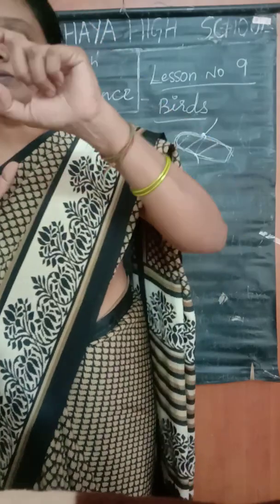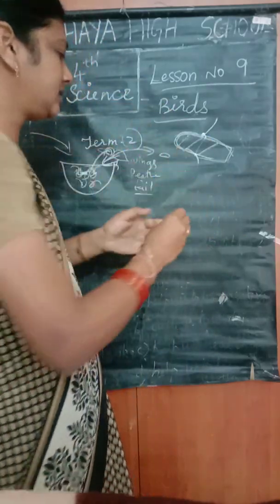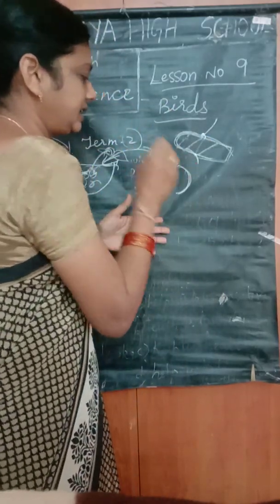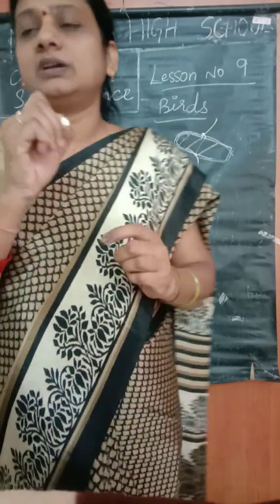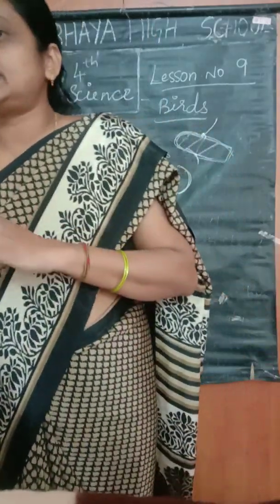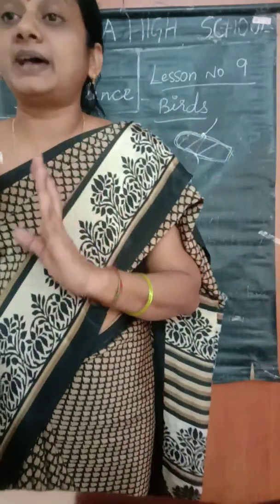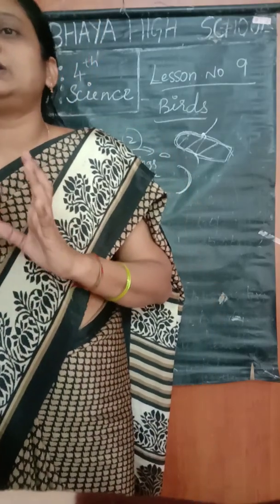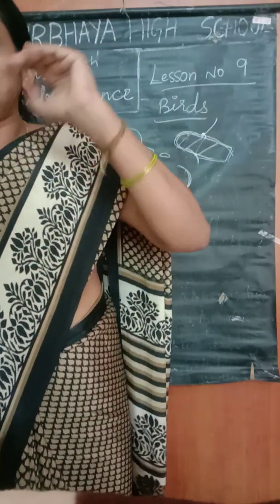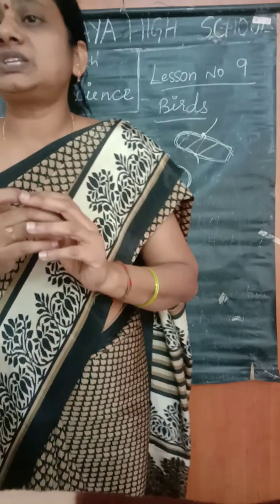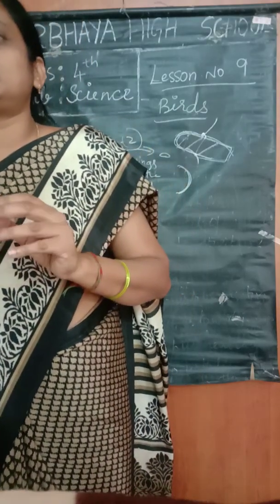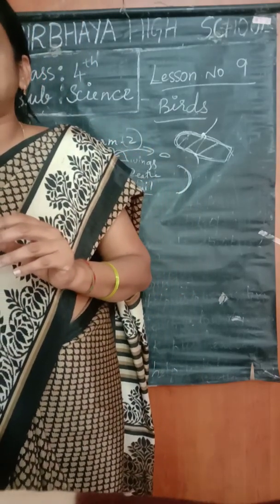The next one is the strong and curved beak. It is very strong. For which bird is it? Let us see. It is the parrot. The parrot has a strong and curved beak. Such beaks help them to crack nuts or seeds.